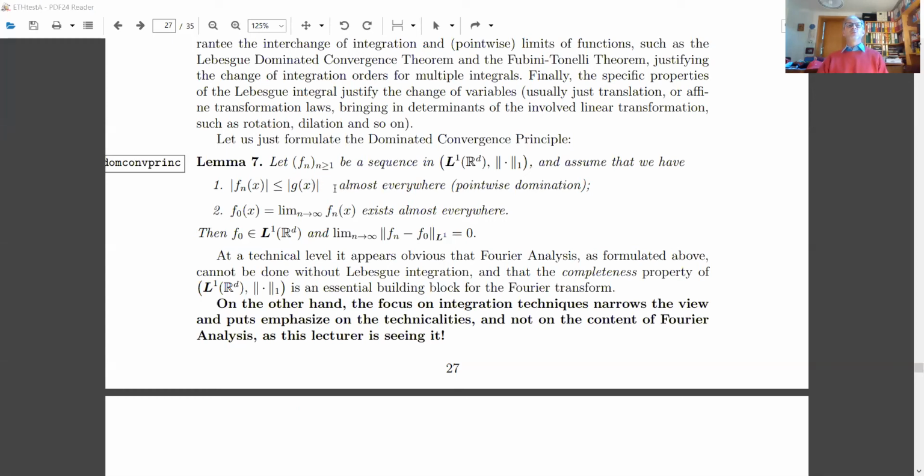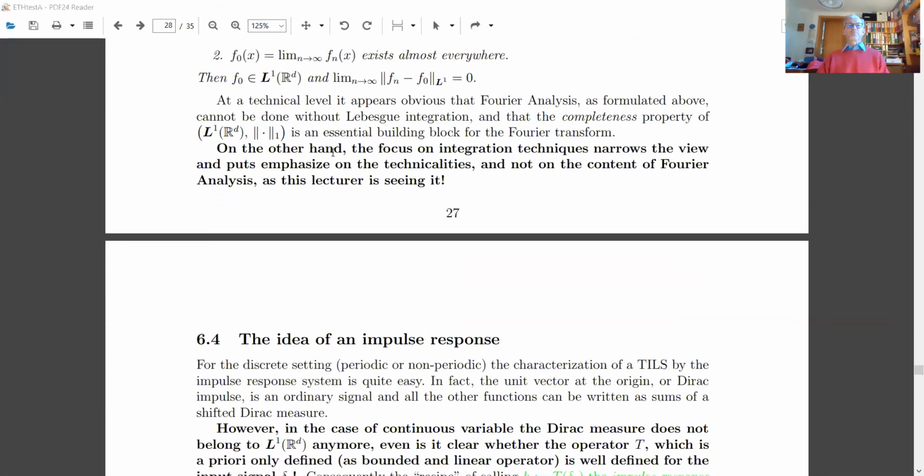So if there is a dominant function which is controlling all these functions... You're right. Otherwise, I could take the constant 1 for dominating all these shifted Gauss functions, and the conclusion would not be valid. Yeah. Thank you very much for the comment in the chat.